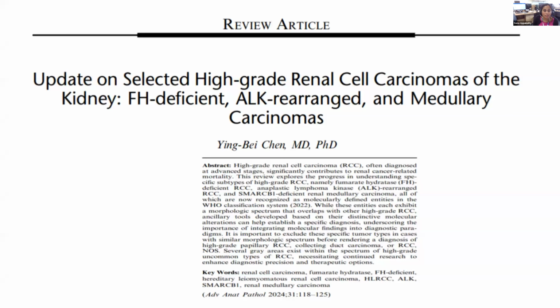Just a good article by Chen about the update on selected high-grade renal cell carcinoma, talking about doing more work on previously called type 2 papillary carcinomas and collecting duct carcinomas and stratifying them. It's a recent March 2024 paper, if anyone's interested.